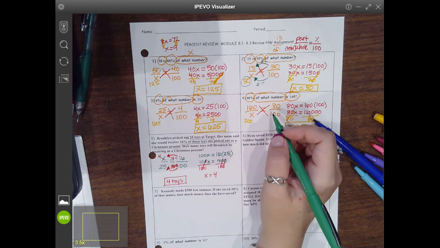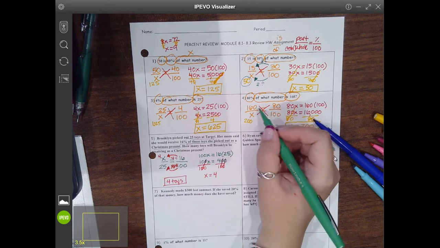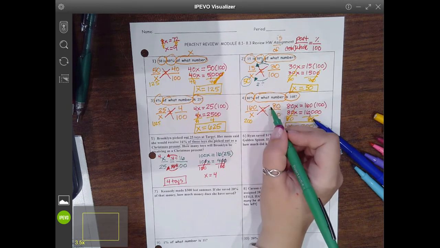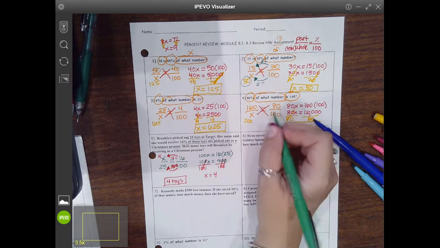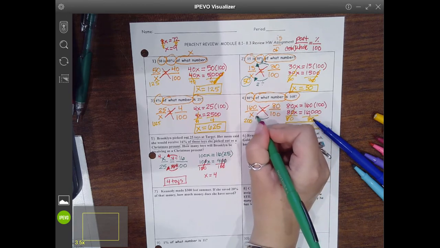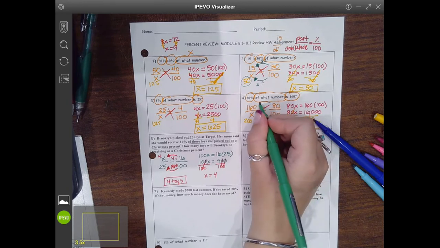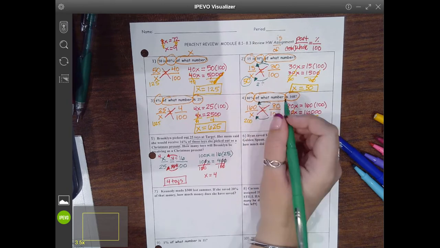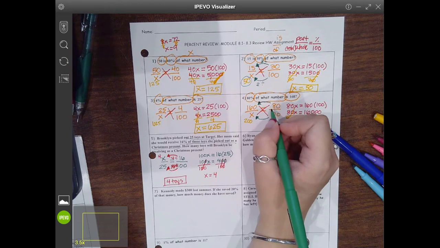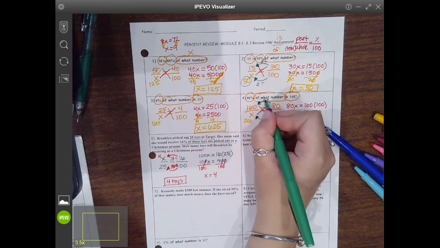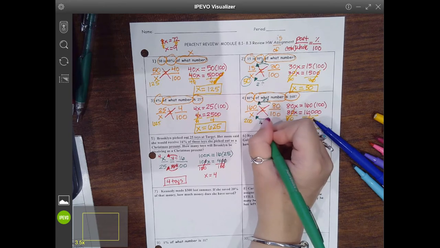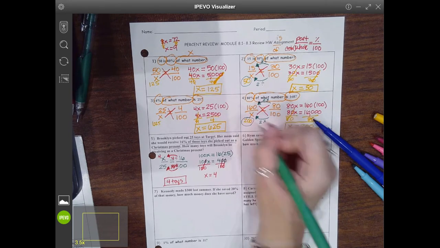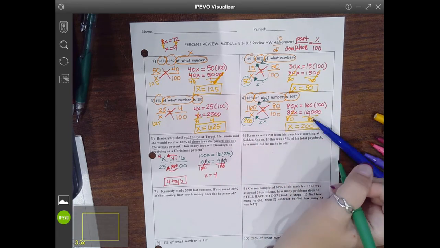Okay, and then right here, I can go from 80 to 160, but is it 80 times 2 or 160 divided by 2? Which way do I go? Go towards your unknown. So for this one, it's 80 times 2 to give me 160. So I'm going to go 100 times 2, which is 200, what I got when I did my cross products.